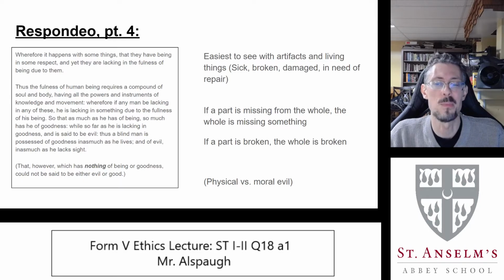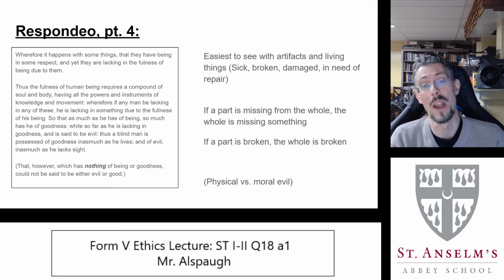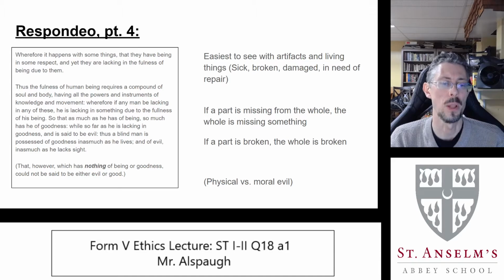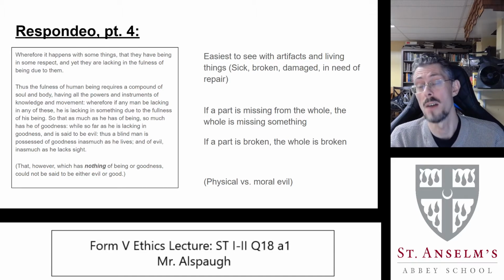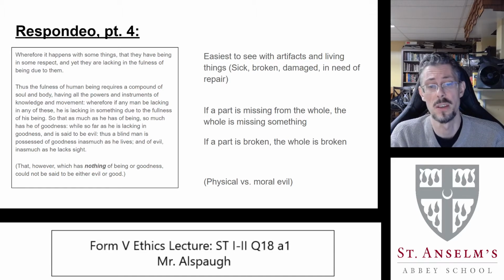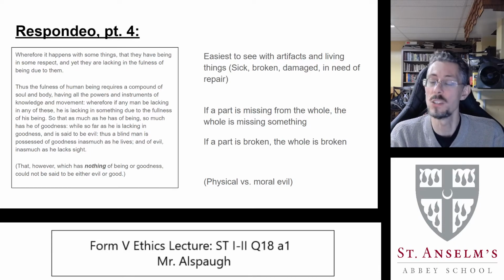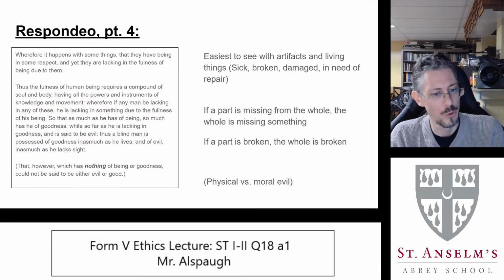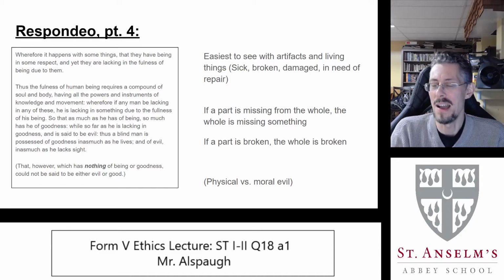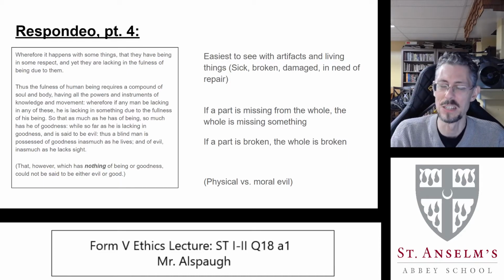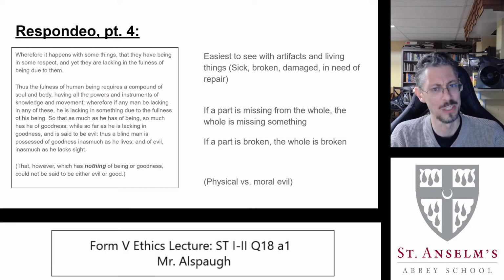Now, Aquinas' example here is what I meant by terminological baggage. It's one of the times, because he likes to use the example of blindness. So his example of a human that's missing something that it's supposed to have is a blind man. Humans are supposed to be able to see. If you're blind, you're missing something that you're supposed to have as a human. You are, as he says, possessed of goodness inasmuch as he lives, and of evil inasmuch as he lacks sight. So he doesn't quite say blind people are evil. That's not quite what he says. But it's easy for us to hear that in English, and you've got to be careful there.